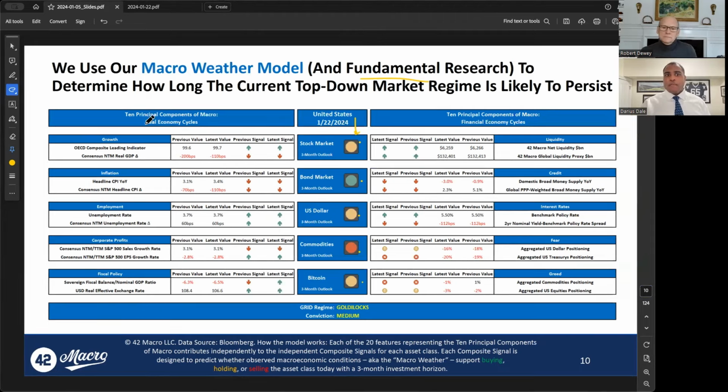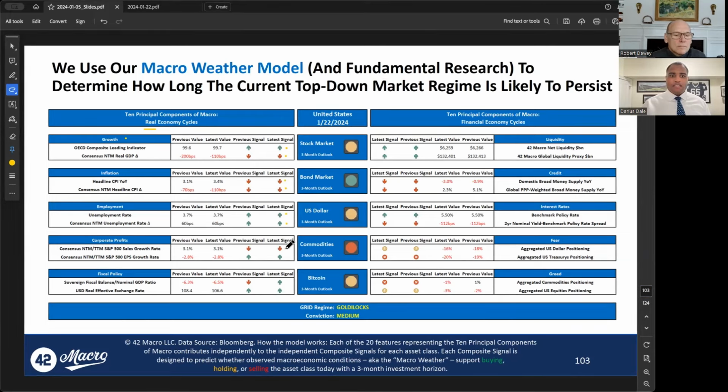So I'll start with the real economy cycle. As a matter of fact, I'll give you an opportunity to see how this process actually works. I'll start with the real economy cycles here on the left, and those are organized by growth, inflation, employment, profits, and fiscal policy. Growth is currently trending higher, is expected to inflect and trend lower over the next 12 months, according to consensus estimates. Headline CPI is trending lower, is expected to continue trending lower over the next 12 months, according to consensus estimates. The unemployment rate is currently trending higher. It's expected to continue trending higher over the next 12 months, according to consensus estimates.